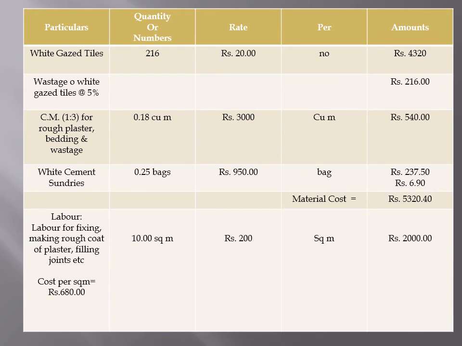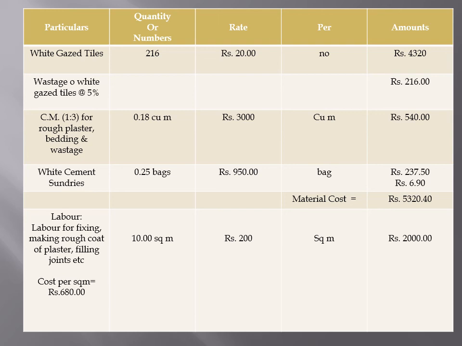The rate analysis. Particulars. White glazed tiles. Quantity required is 216 numbers. Rate will be 20 rupees per number. Amount will be 4,320. Wastage of tiles 5% of 216. Cement mortar for rough plaster, bedding and wastages. For 10 square meter, we require 0.18 cubic meter of mortar, which will cost you 3,000 rupees per cubic meter, so the cost will be 540 rupees. White cement sundries, 0.25 bags at the rate of 950. That will be 237.50 plus 690.